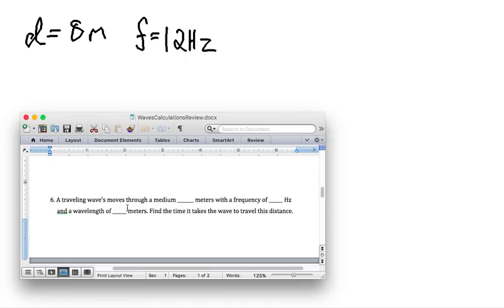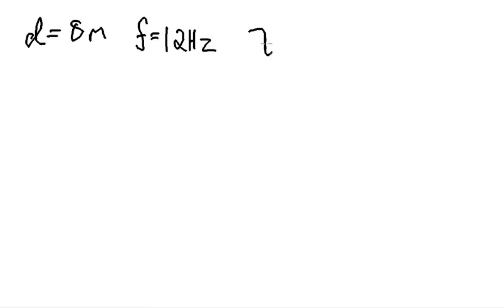Now the wavelength of this wave is, I'm going to give it a wavelength of, I don't know, 5 meters. And what we want to know is how much time did it take to travel through this distance.